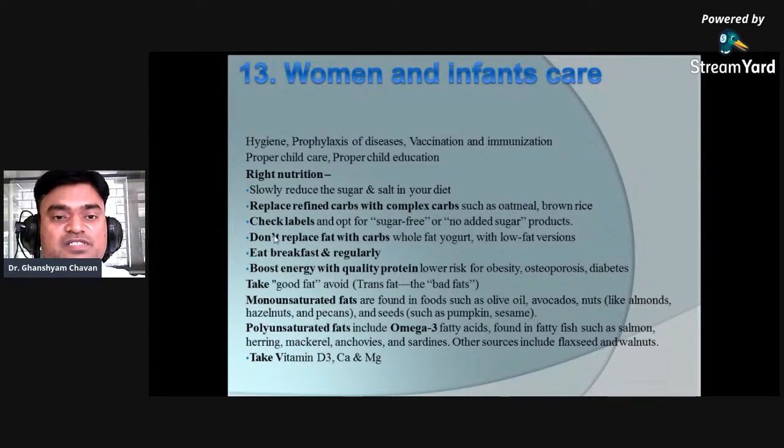Check labels and opt for sugar free or no added sugar products. We should go for sugar free products, because a diabetic condition may also develop. Don't replace fat with carbs, such as whole fat yogurt with a low fat version. We should never do that, because fats will also increase obesity and the chance of cardiac arrest. Atherosclerosis can develop. So to avoid this, we cannot directly replace fat with carbohydrates.